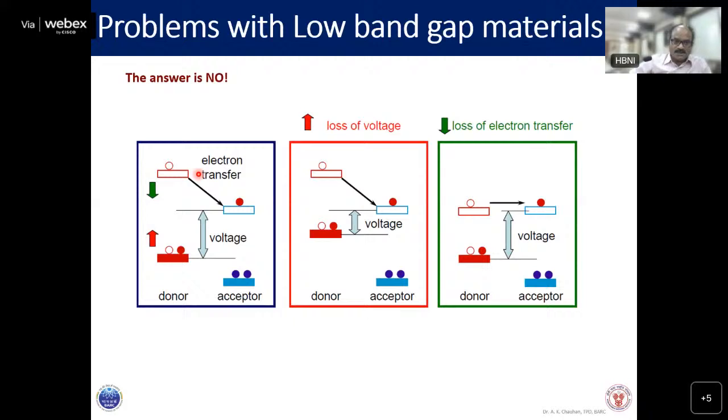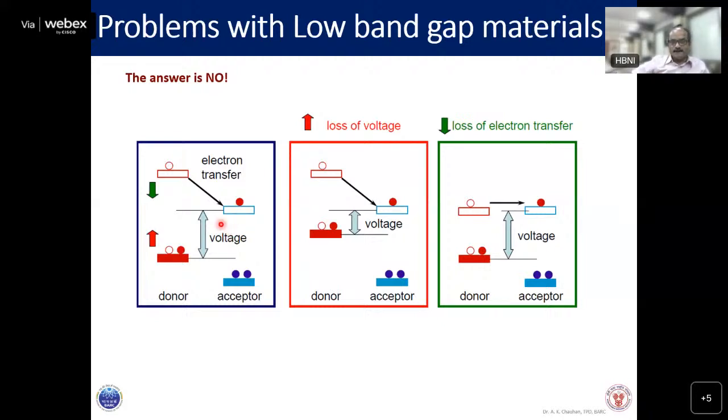Because what happens, if you consider the donor acceptor HOMO-LUMO levels here, the open circuit voltage of a solar cell actually depends on the difference of the HOMO level of the donor to the LUMO level of the acceptor. This difference defines how much the voltage will be, the built-in potential, you can say, or the open circuit voltage of the polymer solar cell.